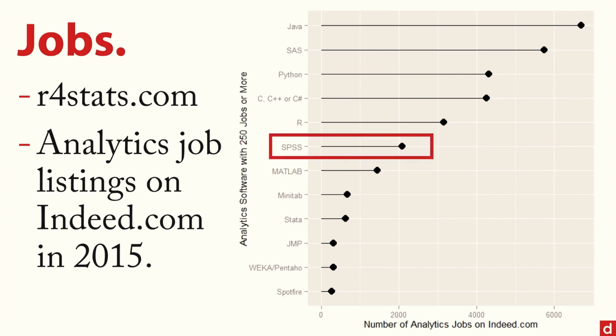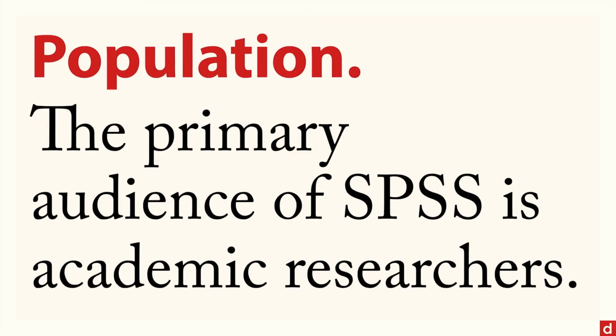SPSS is on the list, but this time you see it's actually a lot lower. It's number 6. And so there is a difference here between academic publishing and employment in analytics. Really, what this tells you is something about the population or the audience for SPSS. The primary audience of SPSS is academic researchers, especially in the social sciences, but in other fields like business.